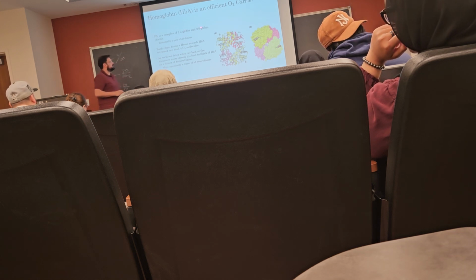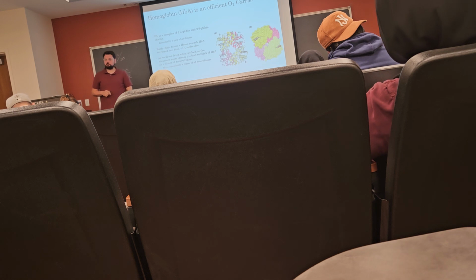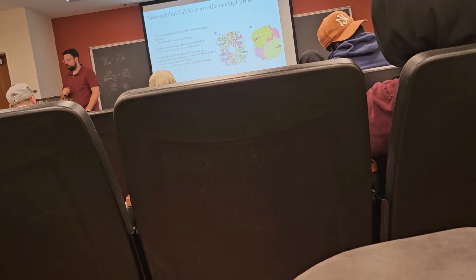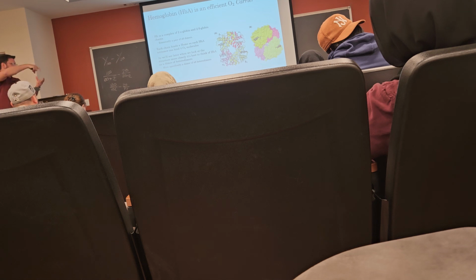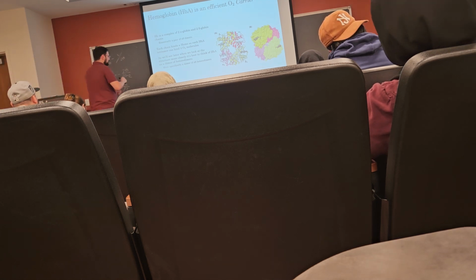So hemoglobin is a complex of 2 alpha chains and 2 beta chains. So it's a heterotetramer. And it's best to think of hemoglobin as a dimer of dimers, right? So we have an alpha beta dimer within another alpha beta dimer, so 2 alpha beta dimers stuck together. The reason that this is a better way to think of it, we'll see when we talk about the transition between T to R state of hemoglobin.